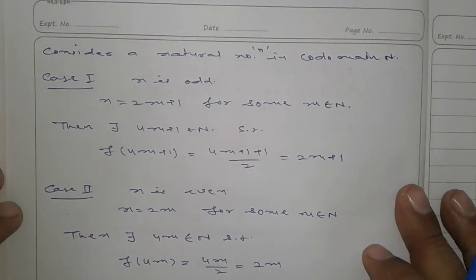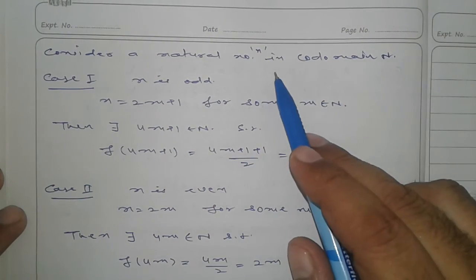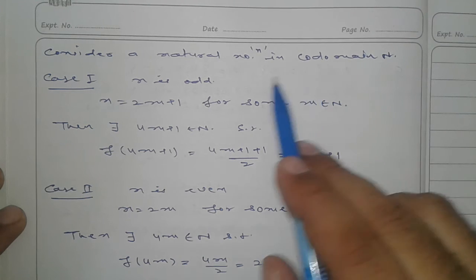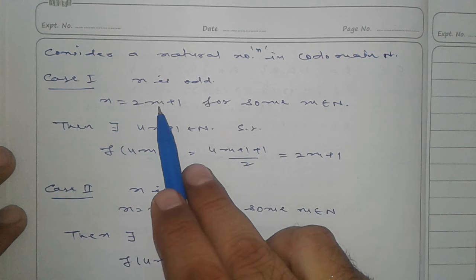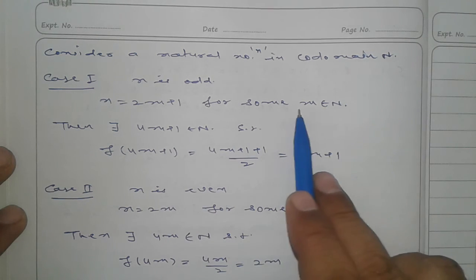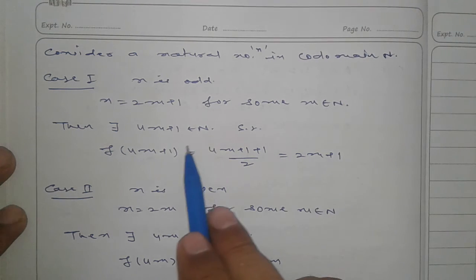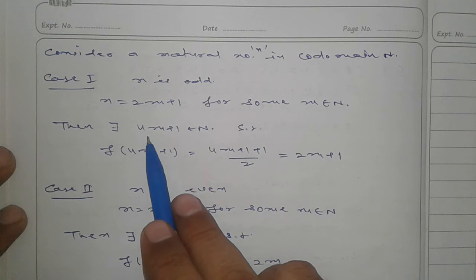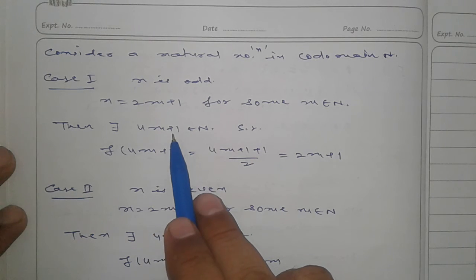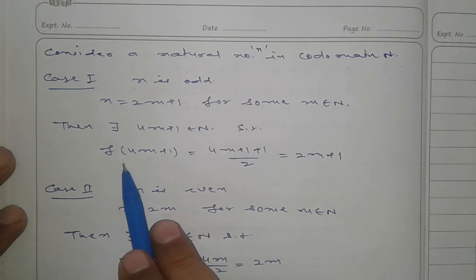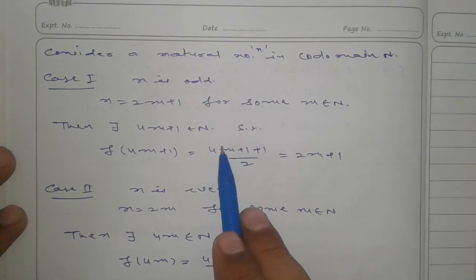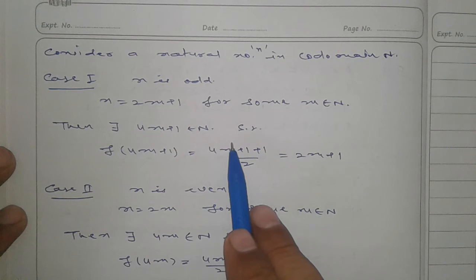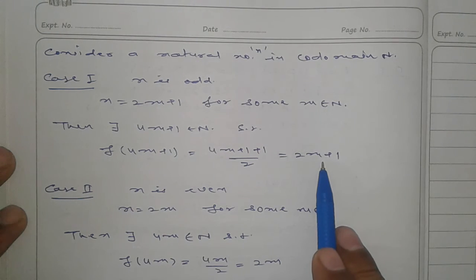Now the next part is onto. Now we consider a natural number n in the codomain. If n is odd, then we assume it is of the form 2m plus 1, where m is some natural number. So for 2m plus 1, there must exist 4m plus 1, also an odd number, such that f of 4m plus 1 is, putting into the formula (x plus 1) by 2, (4m plus 1 plus 1) by 2, which is 2m plus 1.